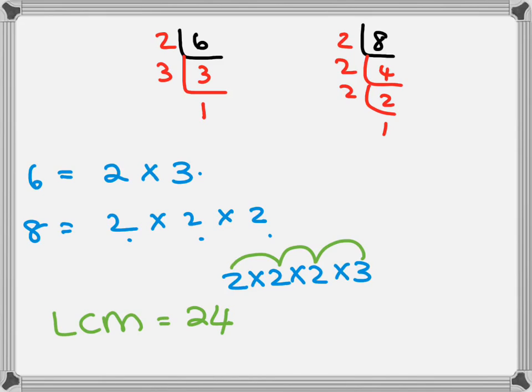Okay. So remember, we're looking for big numbers because they are numbers that the two numbers we're working with can go into on their times tables. That's what a lowest common multiple is. And you can get a good idea by doing it this way. Well done.